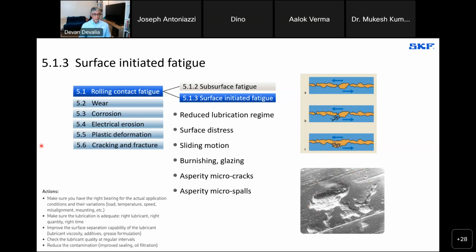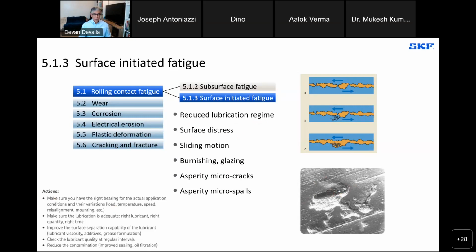So basically, it's a result of a reduced lubrication regime. We end up with surface distress. We call this burnishing or glazing. And we end up with micro cracks or micro spalls that initiate from the surface. And that's the key difference. The subsurface fatigue blows out from underneath. This starts on the surface and it spreads around.